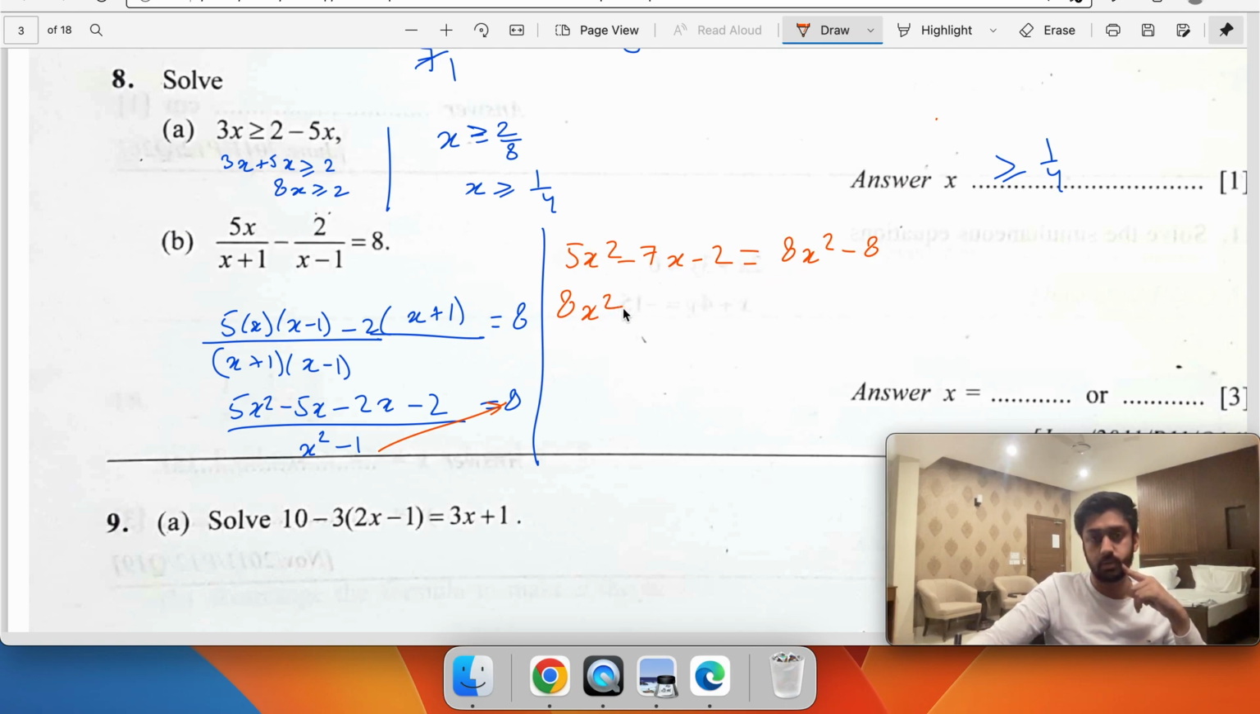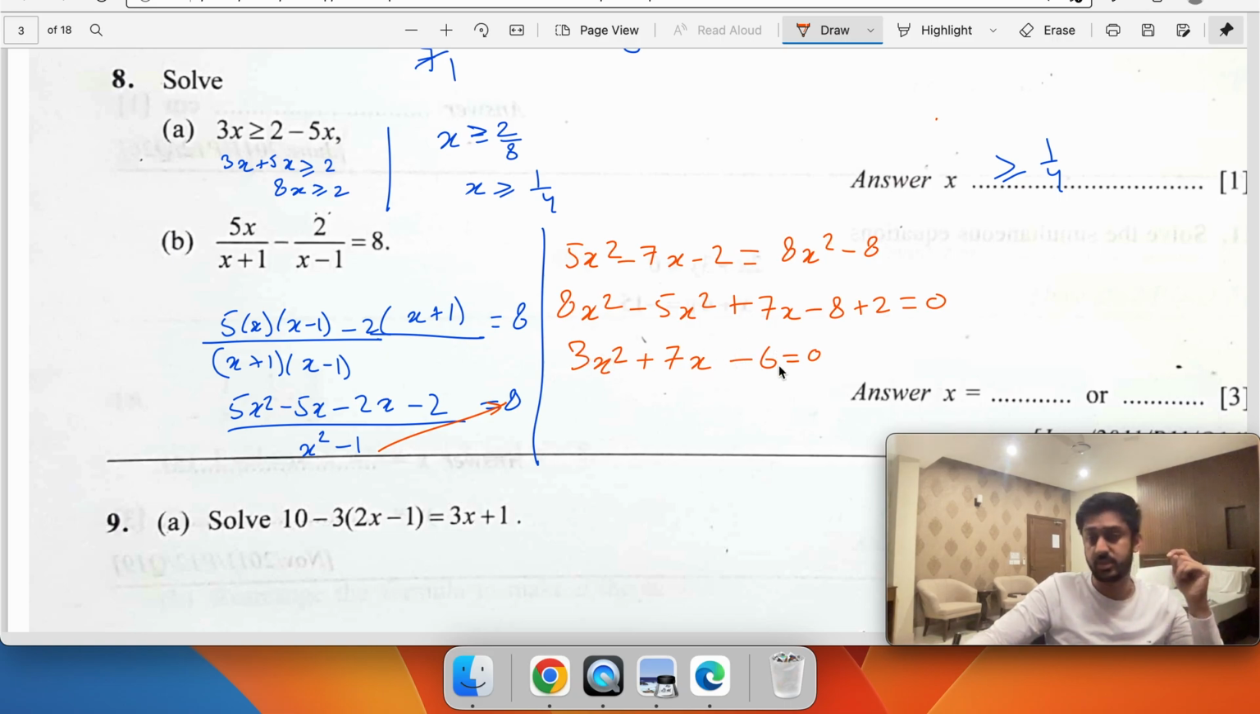Now rearrange. 8x square was already there. Take this 5x square to the other side, it is minus 5x square. Take this to the other side, it is plus 7x. Minus 8 is already there. Bringing this 2 to the other side is positive 2. So 8 minus 5 is 3x square plus 7x minus 6 is equal to 0.